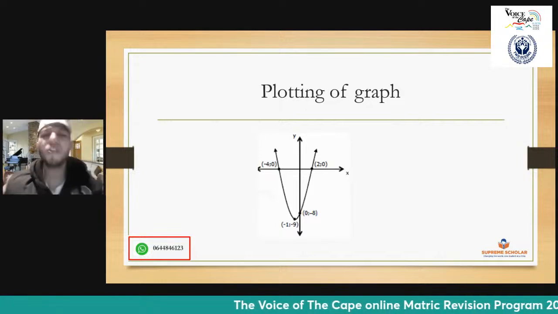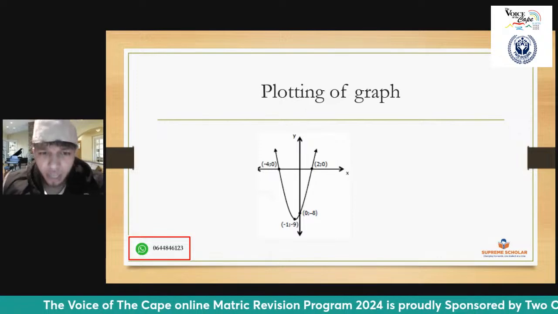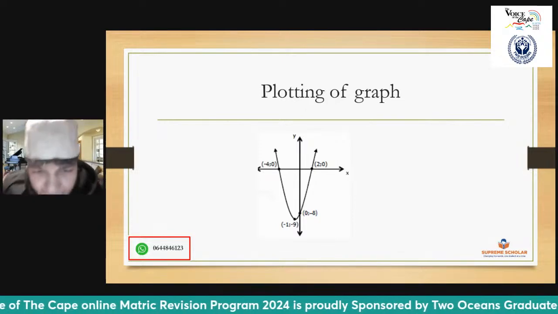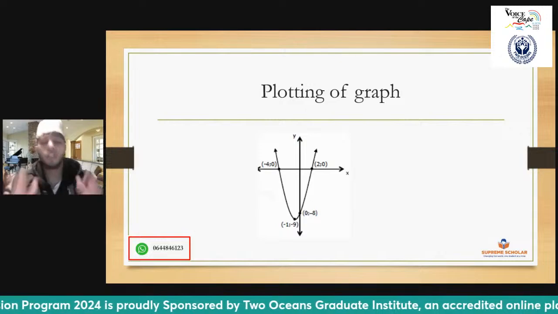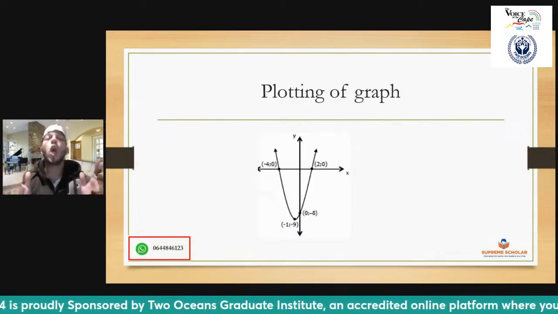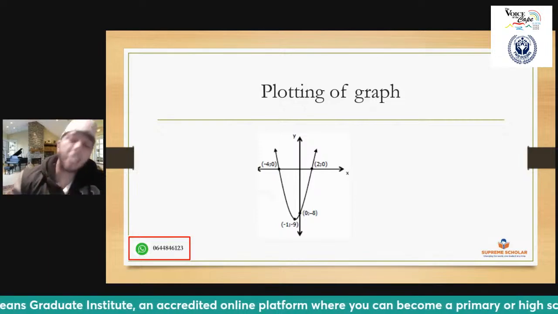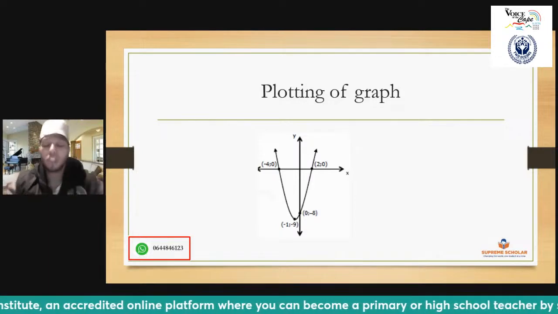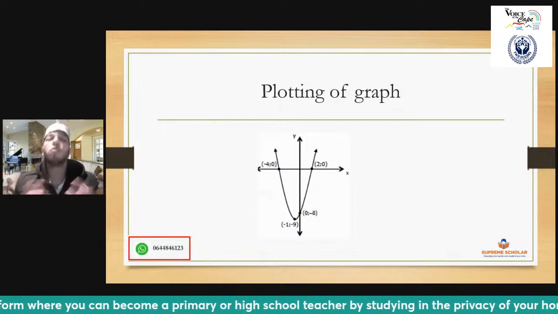Alright? For your range, you're only looking at your y value. You're not looking at your x-axis. You're only looking at your y-axis, right? So the graph is coming up towards positive infinity with respect to your y-axis for your range, and our minimum value is equal to -9, our turning point. Alright? So that is how we do this type of question.